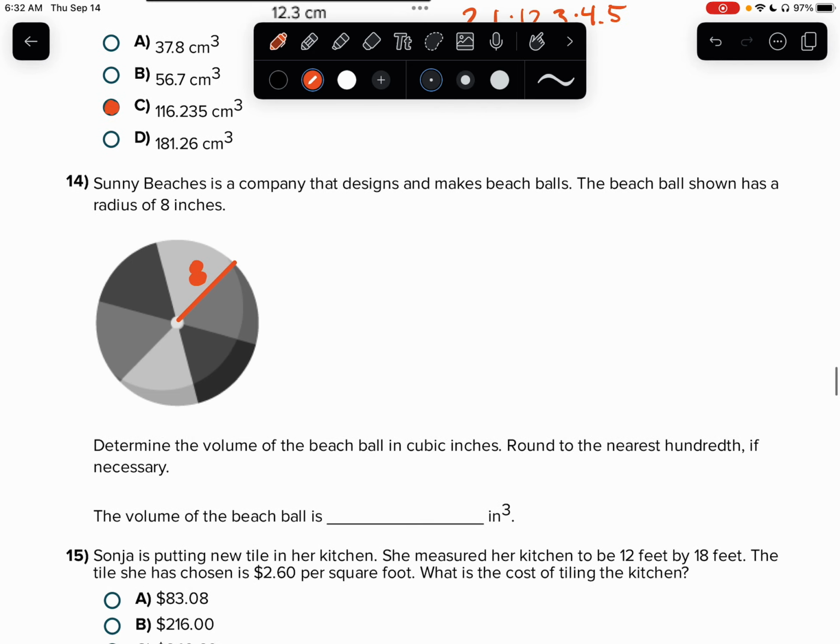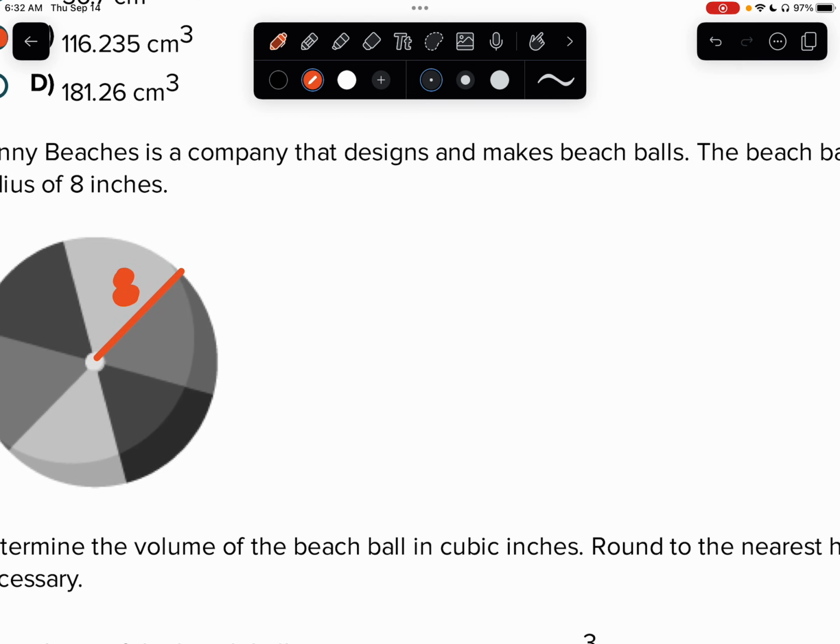Determine the volume of the beach ball in cubic inches, round to the nearest hundredth if necessary. So volume for a sphere, because a beach ball is a sphere, volume of a sphere is going to be 4/3 pi r cubed. So all we really need to know here is r, and r is 8. So it's going to be 4/3 times pi times 8 to the third power.